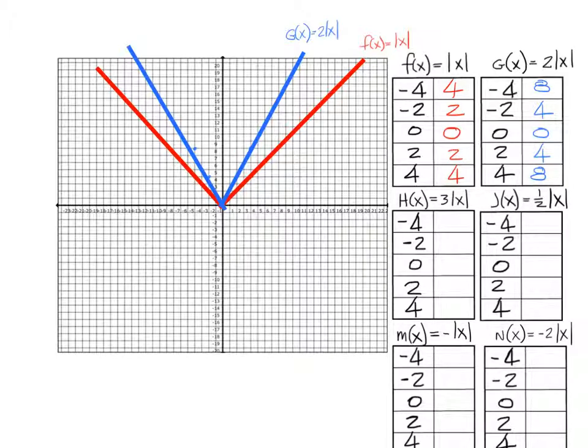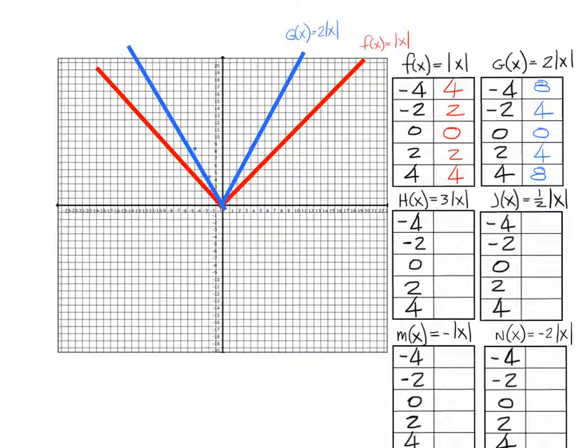Alright, we've changed the absolute value of x by multiplying it by 2. Here is the red one. This is the original absolute value of x. What happened when we multiplied by 2? What happened to the graph? To go from red to blue, what has happened to the shape of the graph? It shrank. Yes. So if you're multiplying by 2, it's going to shrink it.